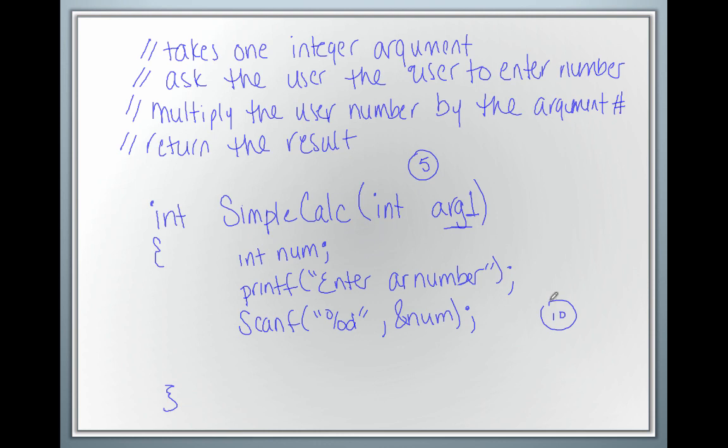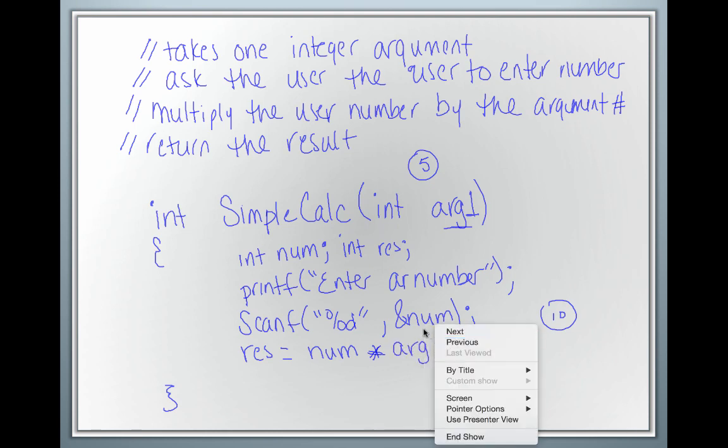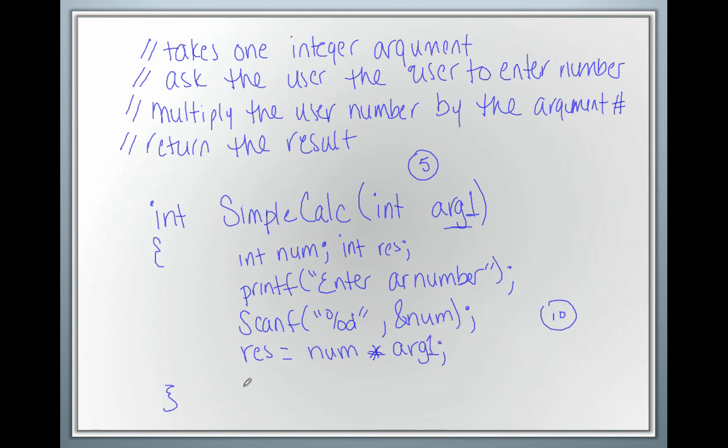Well, there's a couple ways to do it, but the most straightforward way would be to declare a variable to store the result. Then we would calculate the result. The result would be made up of the num that was entered by the user multiplied by the number that came in as argument 1. And then we would return that result.